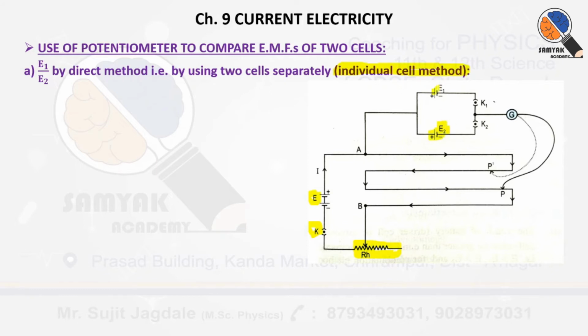So for that purpose the galvanometer is connected to the jockey. One terminal is connected to the jockey and one terminal is connected to the keys K1 and K2. So these two keys are going to be used to connect or disconnect these two cells E1 and E2, because we have to consider only one cell at a time. Now again the function of galvanometer is to detect the current, and again here we are going to obtain the null point. Null point means the point at which galvanometer is going to show the zero deflection. That means no current is going to pass through the cell E1 or cell E2.